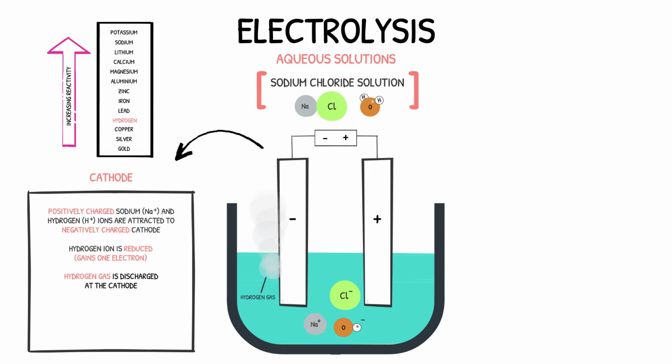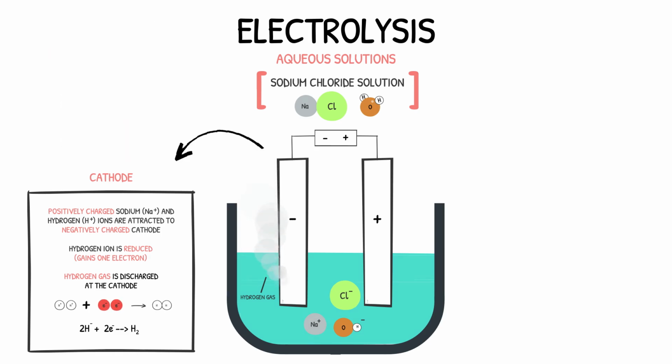The hydrogen ions are reduced, gaining 1 electron to form neutral hydrogen atoms. As hydrogen is also a diatomic molecule, the half equation for this reaction would look like this, where 2 hydrogen ions gain an electron each to form 1 hydrogen molecule.